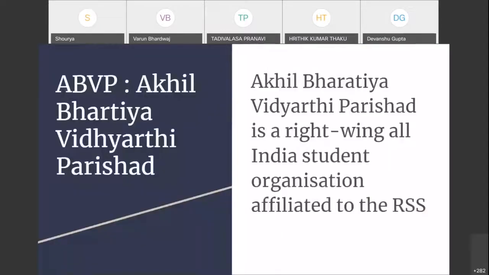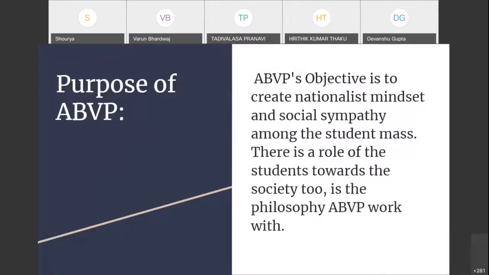The first one is ABVP, Akhil Bharatiya Vidyarthi Parishad. ABVP is a right-wing all-student organization affiliated to the RSS, and RSS is Rashtriya Swayamsevak Sangh. What's the purpose of ABVP? You must have heard about ABVP and NSUI in the news or everywhere. So let's talk about their objective. Their objective is to create a nationalist mindset and social sympathy among the student mass. They also believe in the role of students towards society too. This is the main philosophy they work upon.